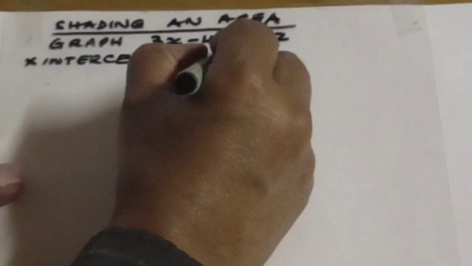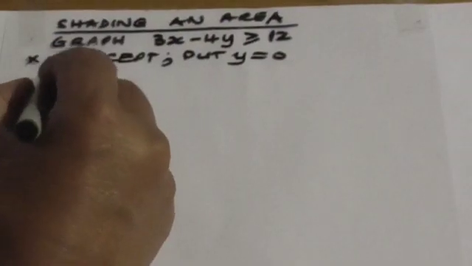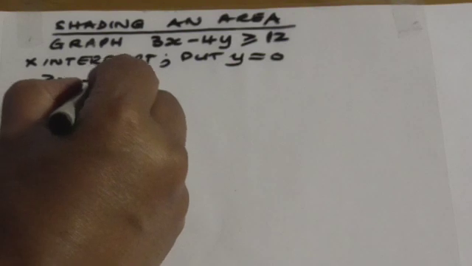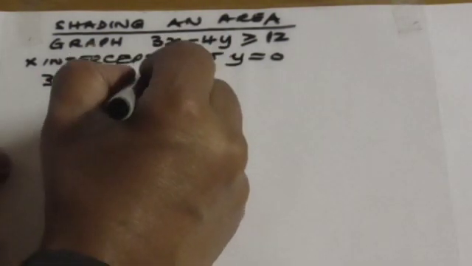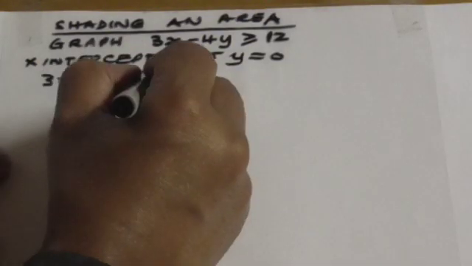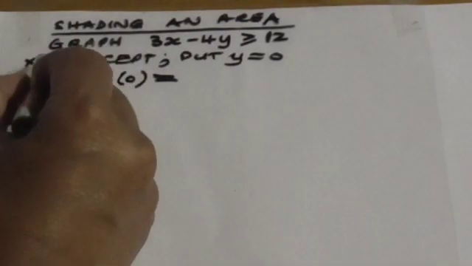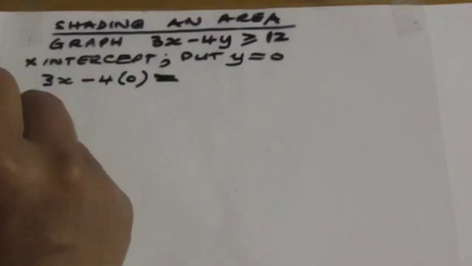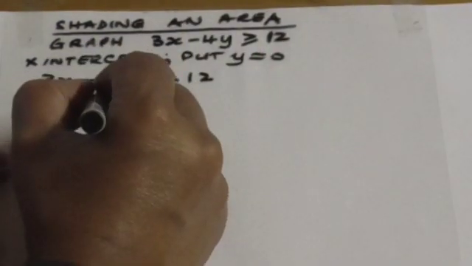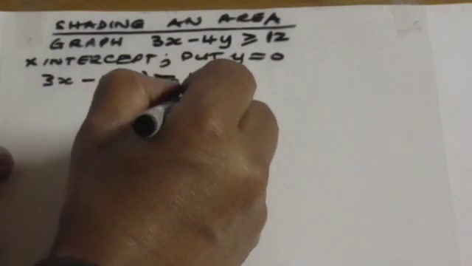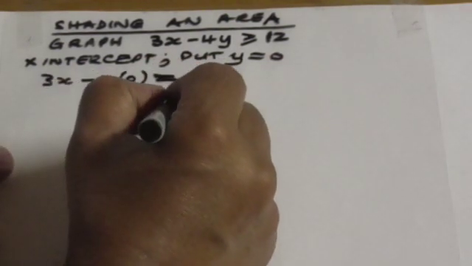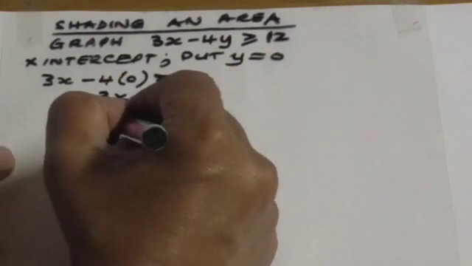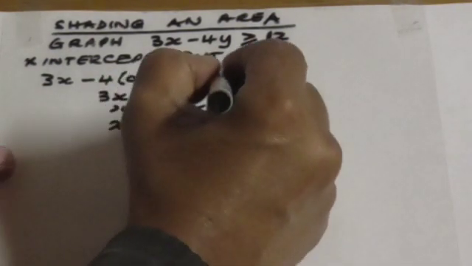If we want the x-intercept, we must put y equal to 0. So 3x minus 4 into y. When you're finding the x-intercept, just use the equal to sign. 3x minus 4 into 0, because you're putting y equal to 0, is equal to 12. So 3x is equal to 12. x is equal to 12 over 3. x is equal to 4. Right?